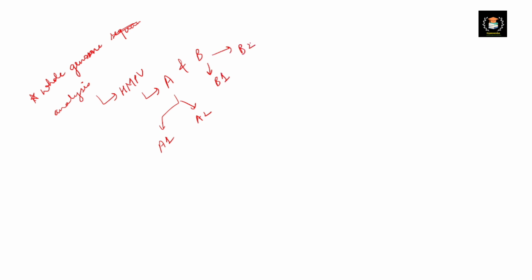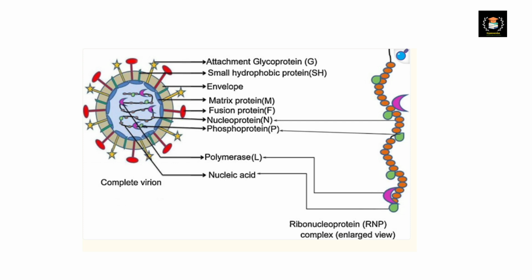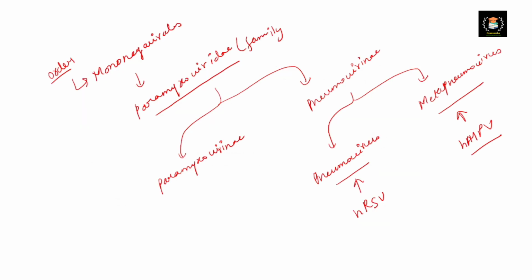You understood? Again I am repeating. The order is Mononegavirales. The family is Paramyxoviridae. This family was further subclassified into Paramyxovirinae and Pneumovirinae. This Pneumovirinae is further classified into Pneumovirus and Metapneumovirus. HRSV belongs to Pneumovirus.